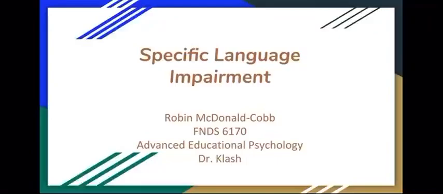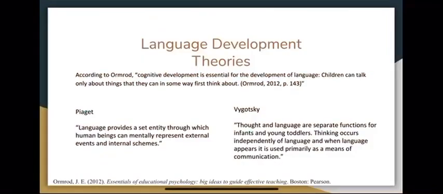Specific language impairment. Before I begin discussing specific language impairment, I just want to talk about some language development theories as they relate to cognitive development. According to Ormrod, cognitive development is essential for the development of language. Children can talk only about things that they can in some way first think about. Piaget says, language provides a set entity through which human beings can mentally represent external events and internal schemes. Vygotsky says, thought and language are separate functions for infants and young toddlers. Thinking occurs independently of language, and when language appears, it is used primarily as a means of communication.